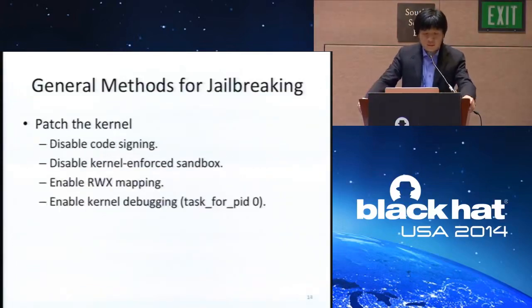And then if you have all these capabilities, on top of that, you need the capability to patch the kernel. But if you have this capability, it actually gives you stronger functionalities, such as being able to directly disable code signing. You can then directly disable the kernel-enforced sandbox. And then you can re-enable the read, write, execute mapping for memory pages. And on top of that, you can enable kernel debugging for various purposes.